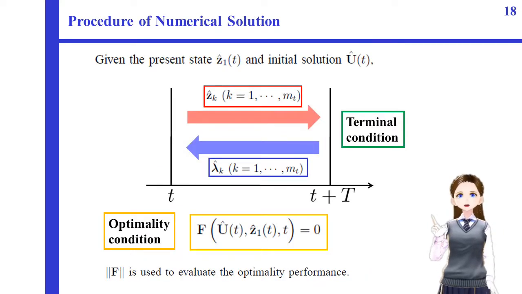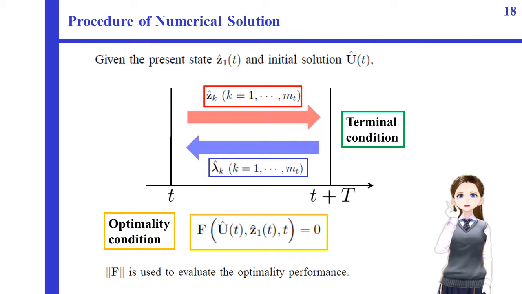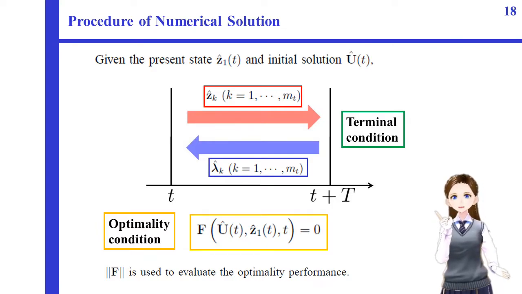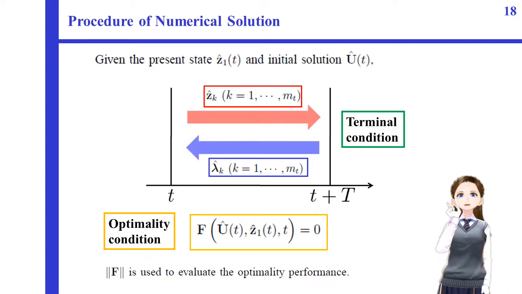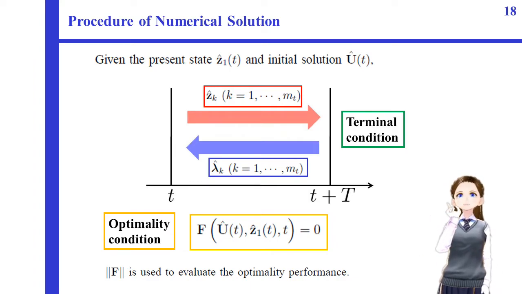This slide shows the procedure of a numerical solution method. For a given present state z hat and initial solution U hat, the state z hat over the horizon can be determined from the initial time t to the terminal time t plus T, that means from k equal 1 to k equal M_T, using the condition enclosed by the red line in the previous slide. After we obtain the terminal state, the terminal costate lambda hat M_T can be determined using the terminal condition enclosed by the green line in the previous slide.